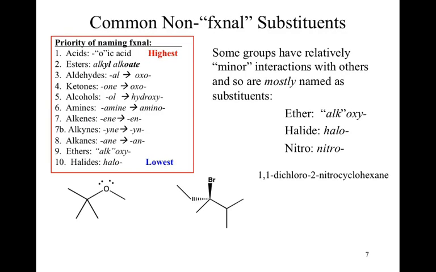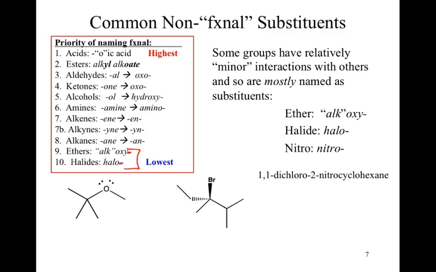In the last video, we went through the basics of nomenclature and looked at some of the common functional groups that we could encounter, ranking their priorities. There are other common non-functional substituents, as in they don't really have any reactivity. They have relatively minor interactions with their environment, and so they are, for the most part, named as substituents exclusively. If we take a look at the list, your ethers and your halides don't have any other option. They are always listed as a substituent.